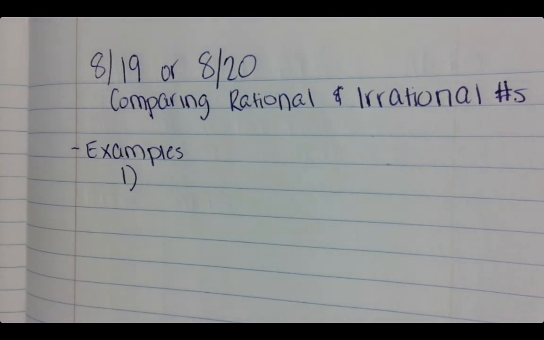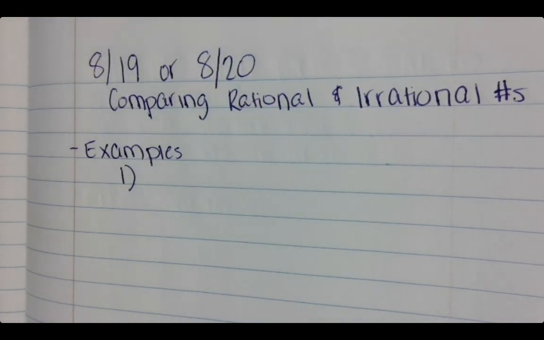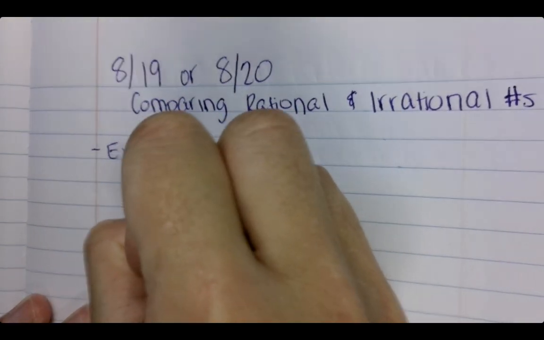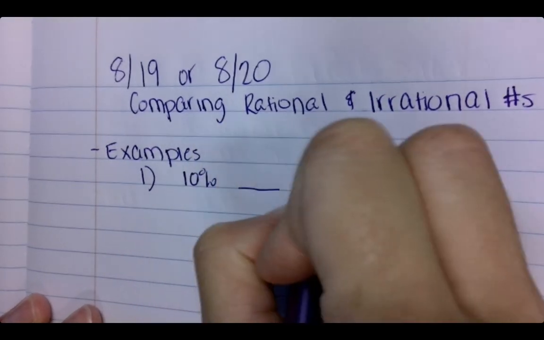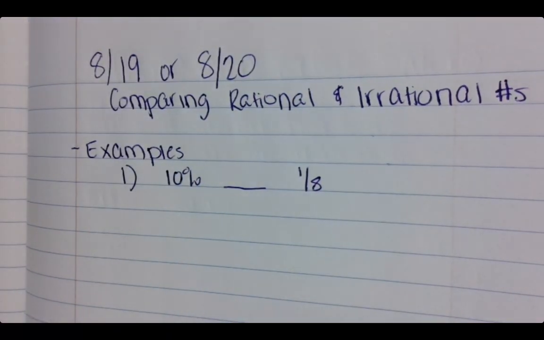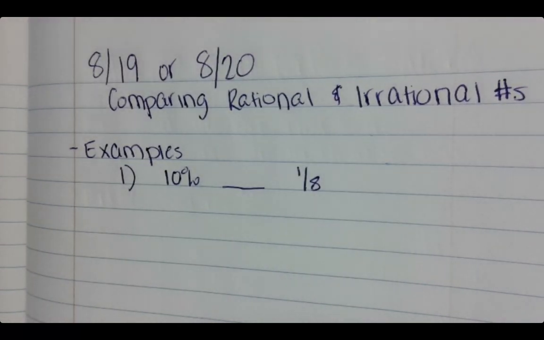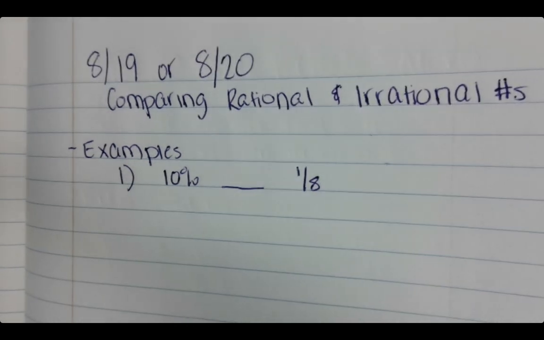Example number 1 is comparing 10% and 1/8. So again, you should have notes on that triangle, right? Where you look at the arrows and see, how do I change it to a percent? How do I change it to a decimal? That triangle that we took notes on, right? I re-put it in as well into the page in Canvas of what that looks like.